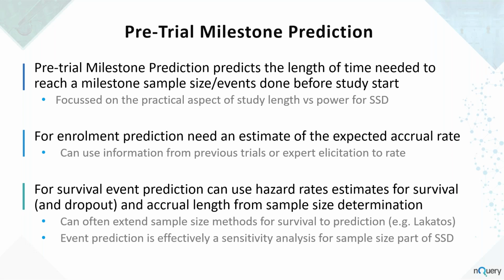And for that reason, you can also, to some extent, choose to treat this milestone prediction for survival as a sensitivity analysis for your sample size calculation. Particularly, say I said the study could take 40 months, now it's going to take 42 months because of something we chose to change for sensitivity analysis, and that all kind of makes sense, right?